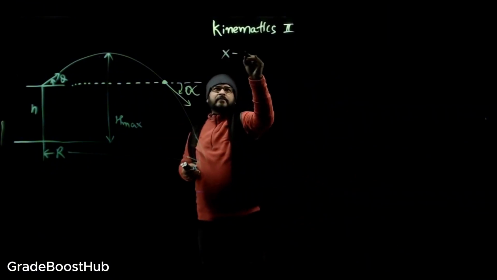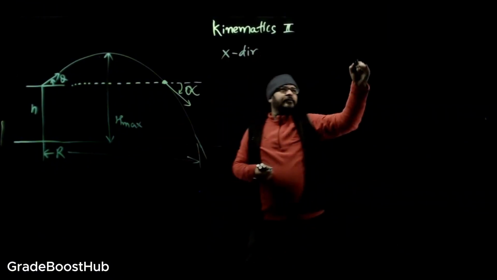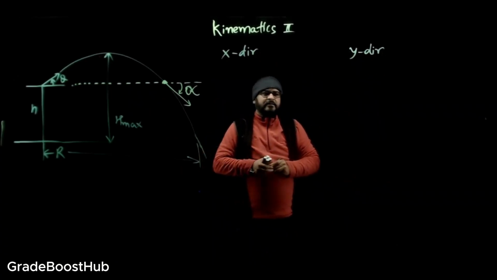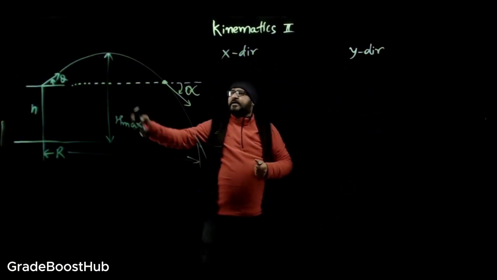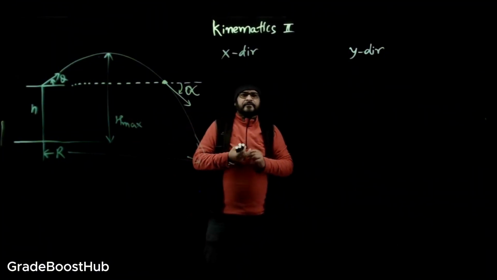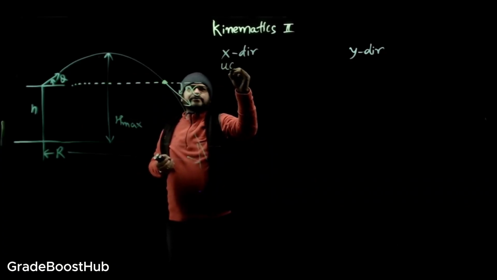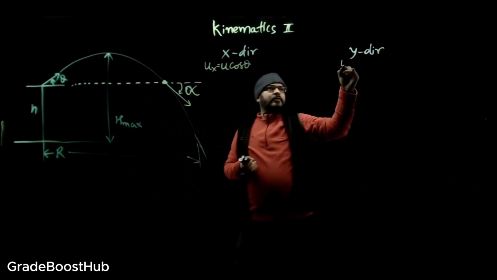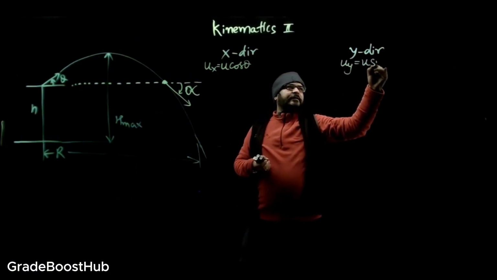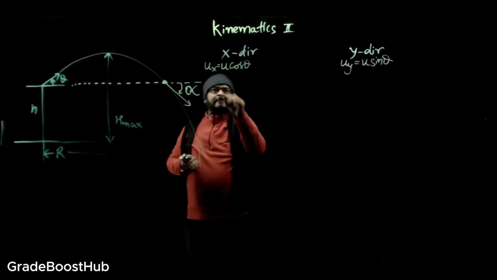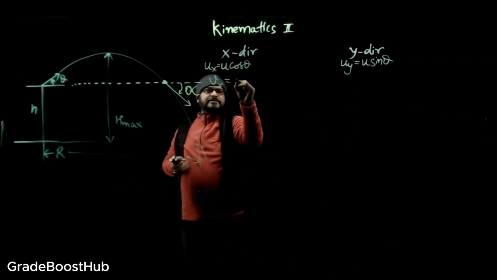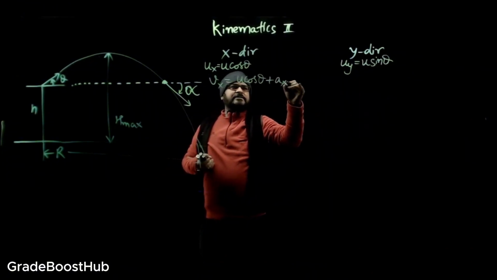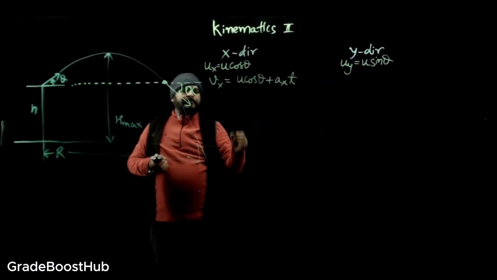So how do we do? We write the motion in x direction, we write the motion in y direction, and then suppose we want to find first h max. Okay, we know in x direction it is u cos theta is ux, uy is u sin theta, vx is u cos theta plus ax into t.